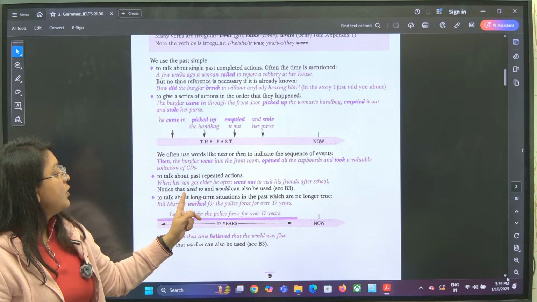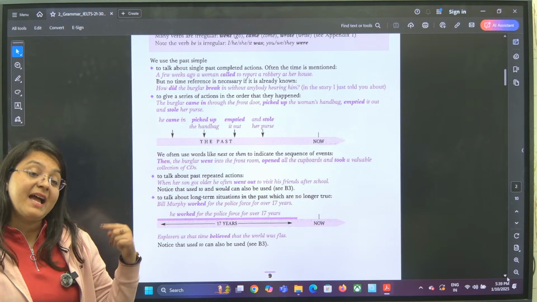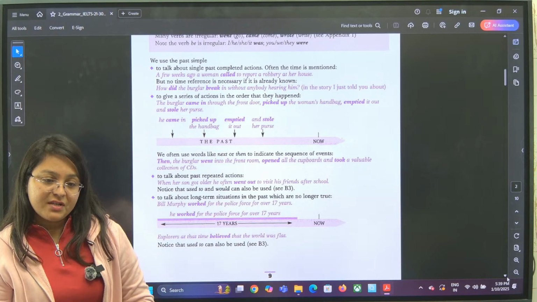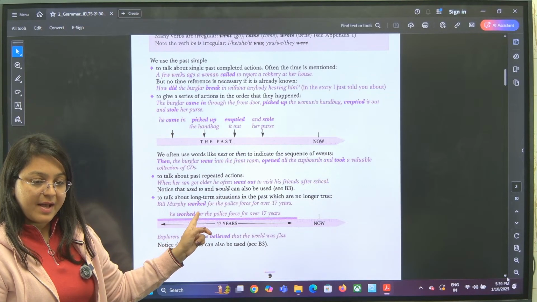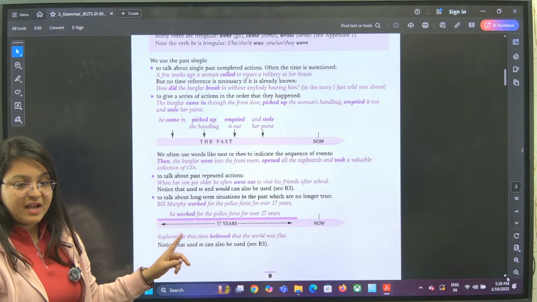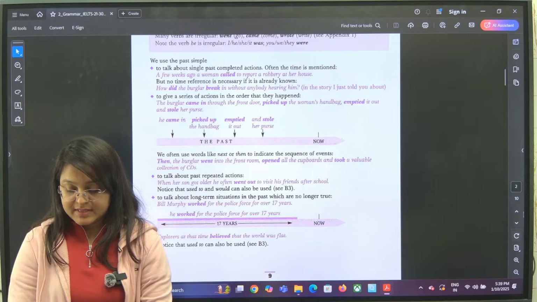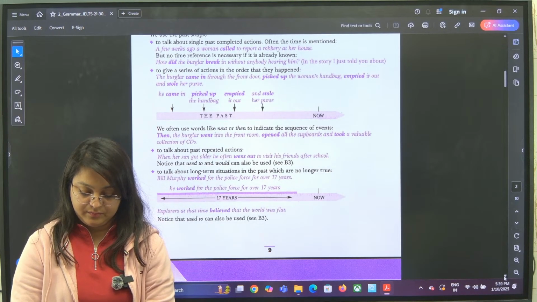If we want to talk about long-term situations in the past that are no longer true, but they were true in the past and have no relation to the present, then we will describe them with past tense. I'm not stating the examples here because we covered them yesterday. It is given in the notes, you can go through it. Still, if you have any doubt, you may ask.